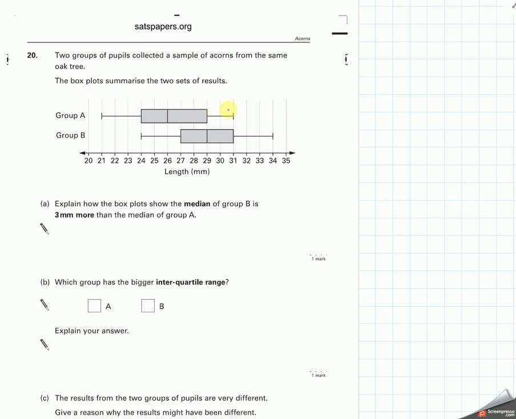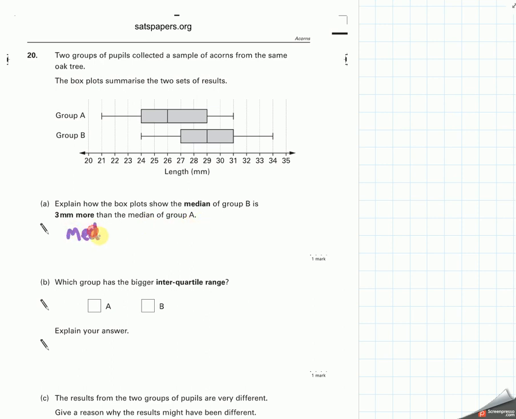So if I had 40 items, there would be 10 in this section to this point, 10 in this section to the middle, 10 in this section to that point, and 10 in this section. Each of these sections represents a quarter of that group. So a quarter of the acorns are in here, a quarter in here, a quarter in here, and a quarter in here. Same thing for B. So explain how the box plots show the median of group B is 3 millimeters more than the median of group A.